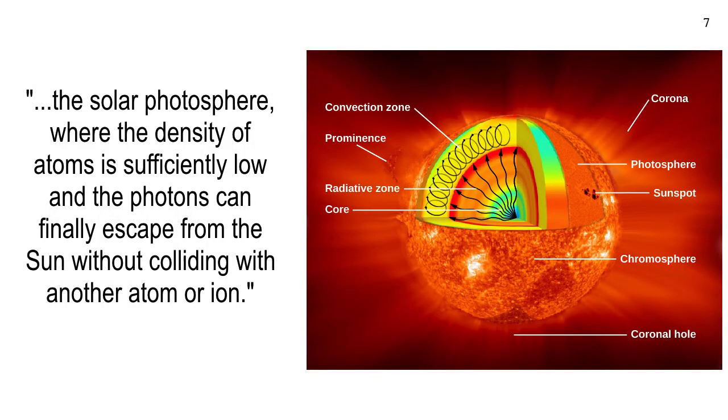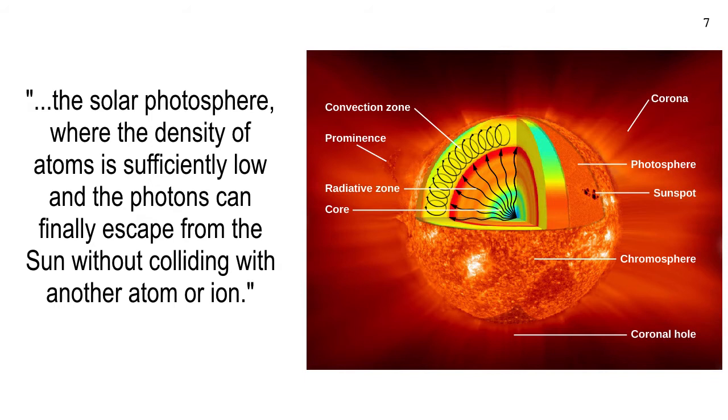Here's another pull quote. The solar photosphere, where the density of atoms is sufficiently low, and the photons can finally escape from the sun without colliding with another ion or atom. Now, what this is in the context of the core and the radiation zone. In the radiation zone, right outside the core, all the photons of light ricochet off protons and electrons that are out there in the outer layers of the sun. And for that reason, they're constantly changing direction. They don't get very far.